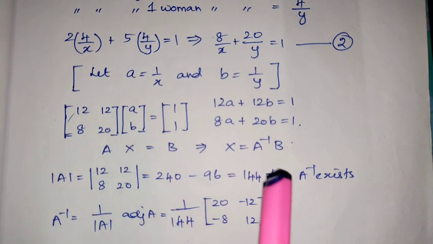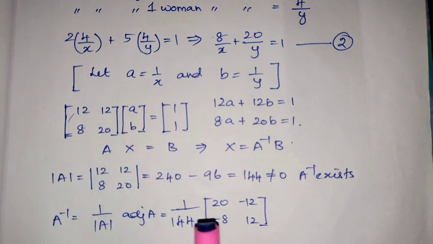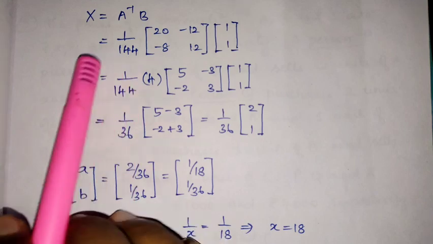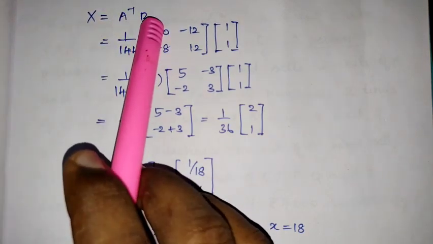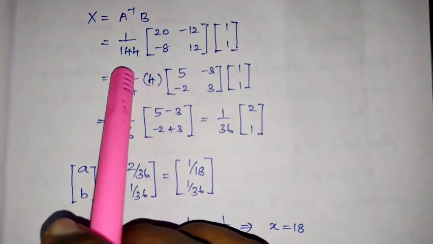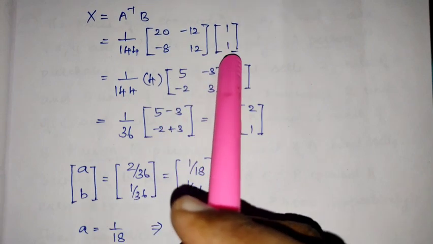Change the sign of 12 is minus 12. Change the sign of 8 is minus 8. So this is A inverse. Now X is equal to A inverse into B. So A inverse is 1 by 44 into this matrix, and B matrix is written.